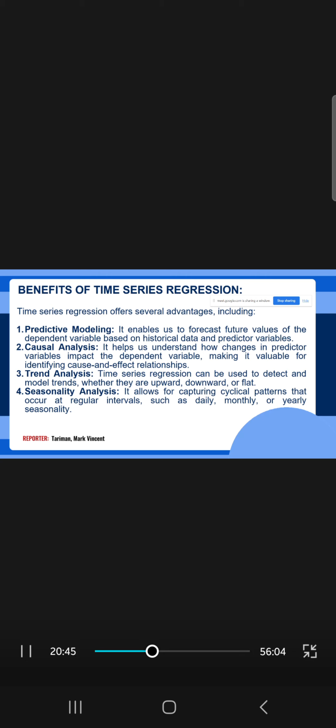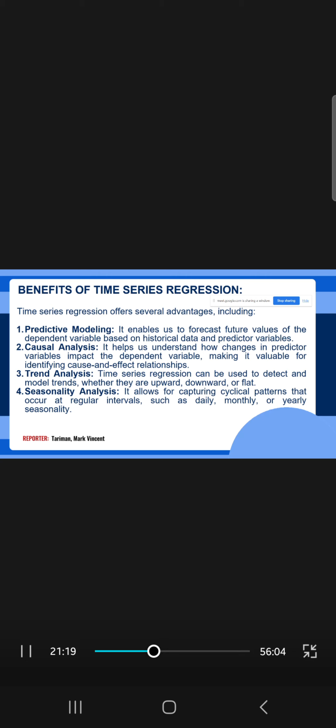So next is causal analysis. It helps us understand how changes in a predictor variable impact the dependent variable, making it valuable for identifying cause and effect relationships. So it aids in comprehending cause and effect relationships by examining the correlation between predictor and dependent variables over time, thereby revealing causal connections and system dynamics.